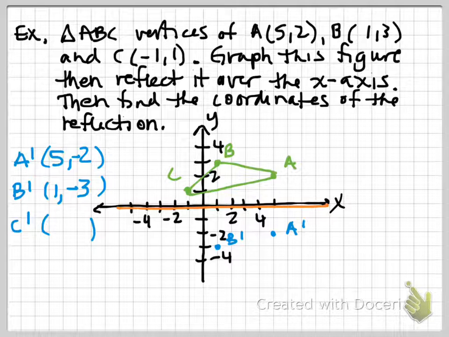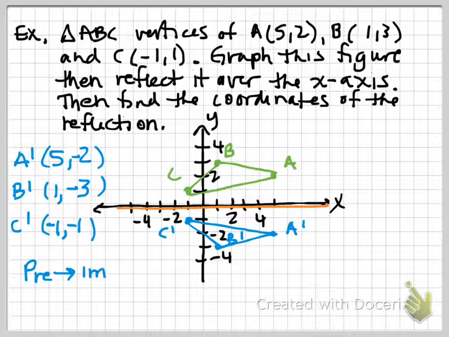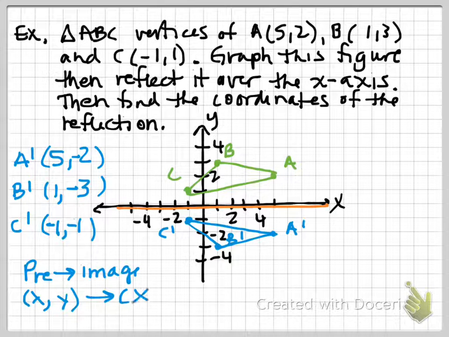I know it's Monday. Let's see, C was 1 above the x-axis, so the image would be 1 below the x-axis. So there's my C prime. So we're going to write the coordinates are at (-1, -1). So what I notice from my pre-image to image, x stayed x, but my y numbers changed signs.